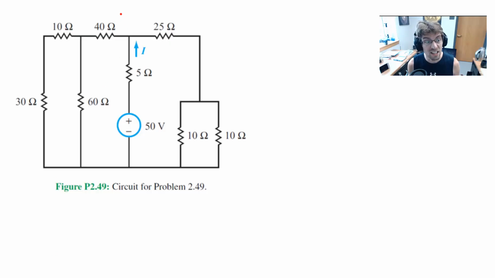Instead of highlighting the nodes and the essential nodes, I'm going to start labeling them, just to keep the figure looking a little bit cleaner. So we notice that we're going to have some nodes. We have a node here, an essential node, I should say. We're going to have a second one here. I'll call that one B.